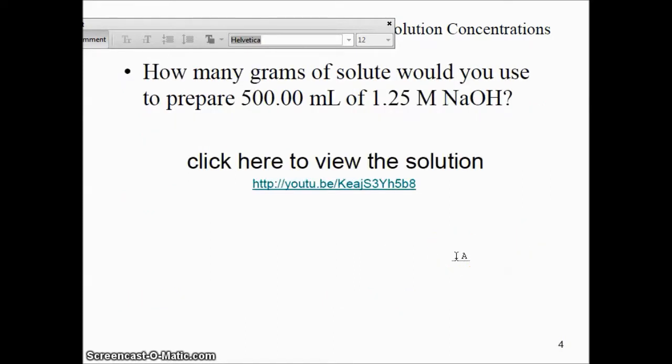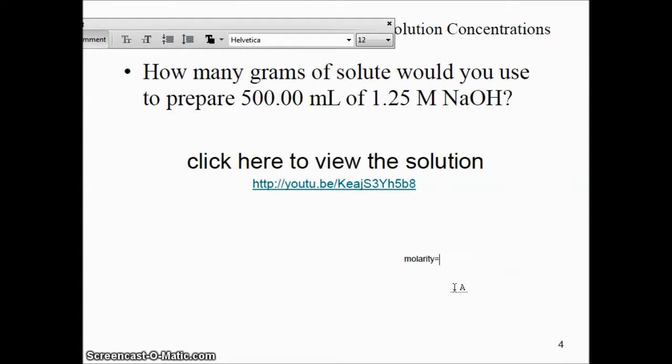And now that you know that we define molarity as moles of solute per liter of solution, let's use that to determine the grams of solute that will be required to prepare a 500 milliliter solution, which is supposed to be maintained at a concentration of 1.25 molar of sodium hydroxide. So it's pretty straightforward, but you can view the solution that's posted at that link. But essentially, you have to remember two things, and the first one is the definition of molarity.